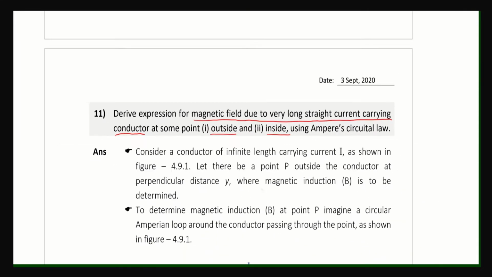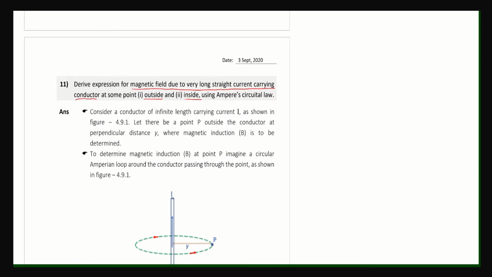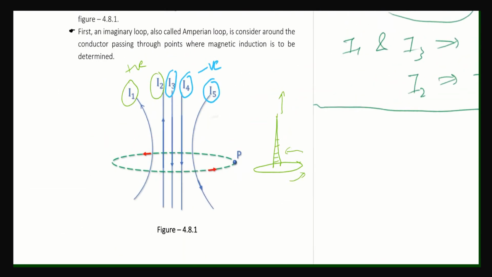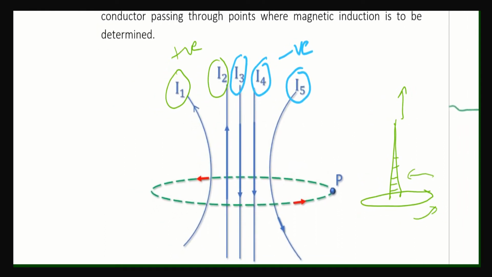So before we go further, let us have a quick revision of what Ampere circuital law is. We know that Ampere circuital law can be applied in a situation where you have many conductors. Say in this situation you have five wires or five conductors carrying current in different directions, and at point P, if we want to find out the magnetic induction or magnetic field due to these five currents, how do we find it?